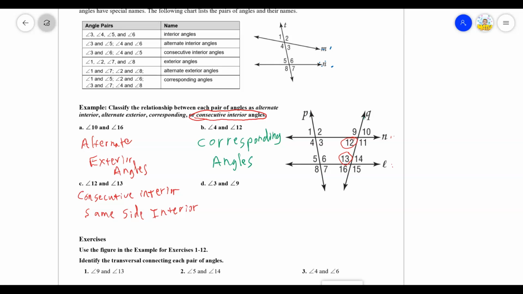3 and 9, let's see where they are. Okay, so now P and Q is the line pair and N is the transversal, and we can see both of these are on the interior and they're alternating sides of that transversal. So these are alternate interior.